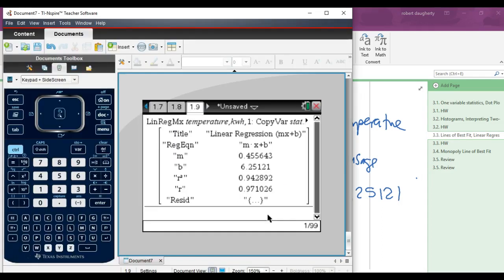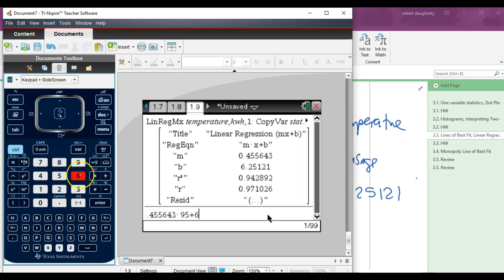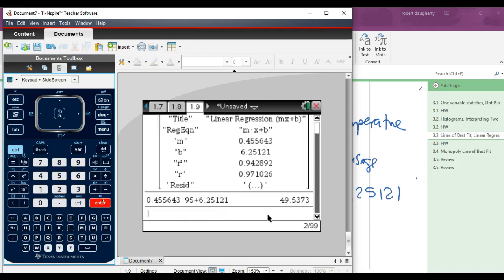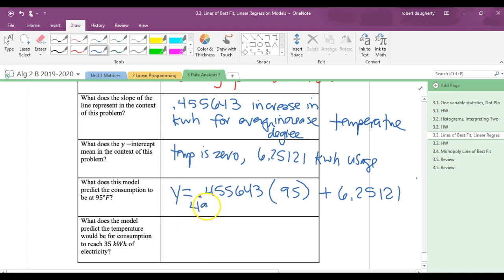So if I go back to my calculator page, 0.455643 times 95 plus 6.25121 is what? 49.5373. Please don't leave a number. This number means what? What does this number mean? It means the kilowatt hours used at 95 degrees.